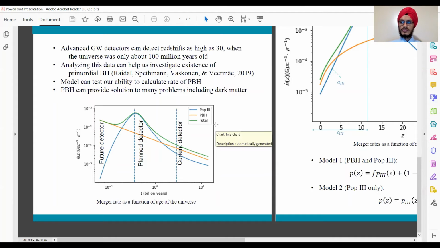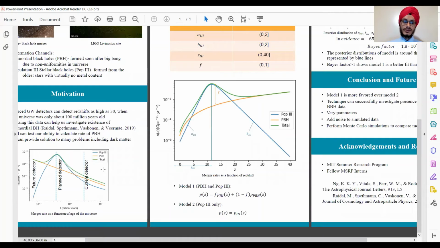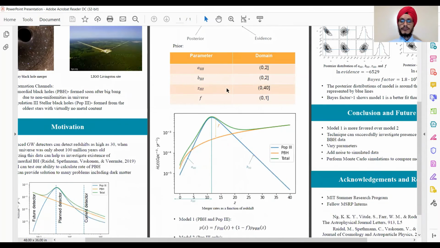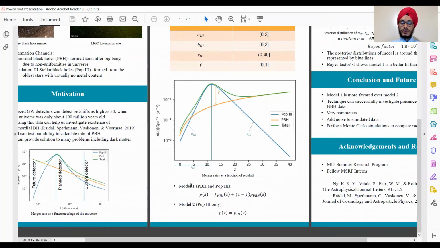But why do we want to understand these? The total trend that we get, if we can figure out whether primordial black holes are part of that total data, it can help us investigate whether or not they exist. So to do that kind of analysis, I used Bayesian statistics, which is based on the Bayes theorem. And I wrote two models, one which had both primordial black holes and pop3 black holes in it, mixed in the ratio F, and another one which had only the population 3 black holes. And then I simulated some gravitational wave data using the first model, and then tried to fit it to both of my models.